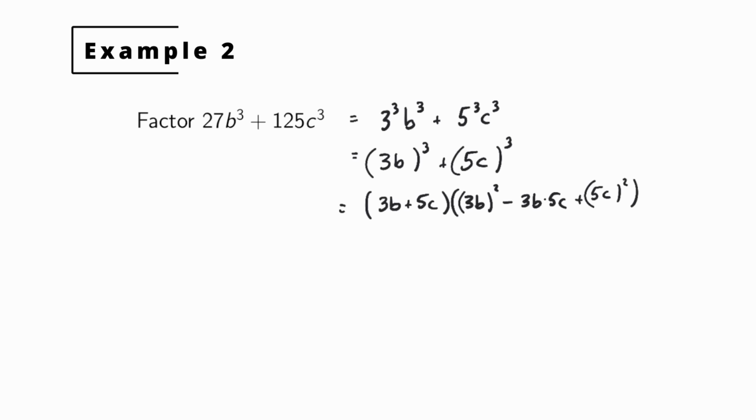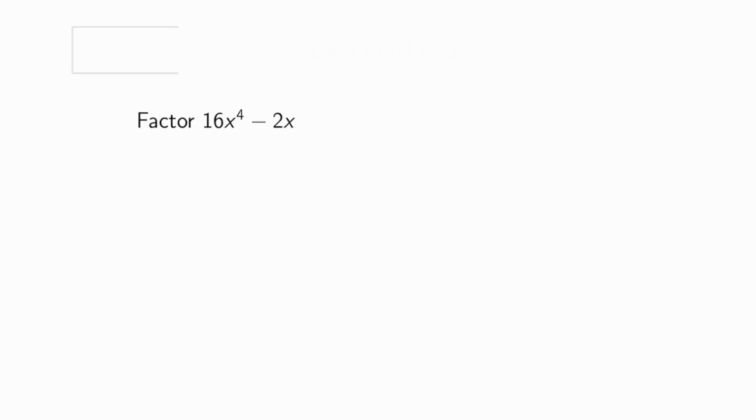The last thing to do, let's just simplify this. So we get 3b plus 5c times 9b squared, if we simply square both factors, minus 15bc plus 25c squared. And that's it. Let's do one final example.